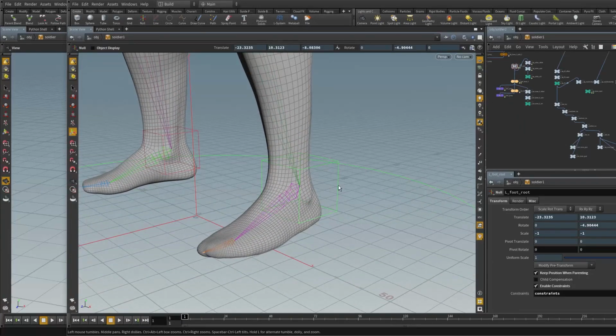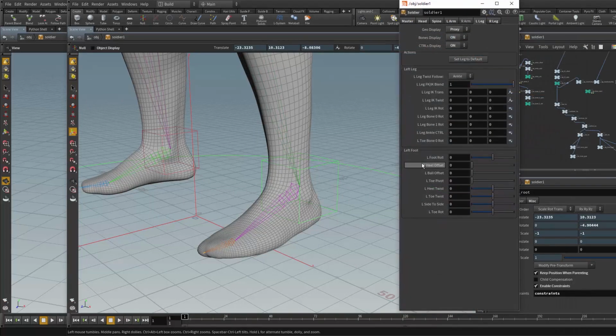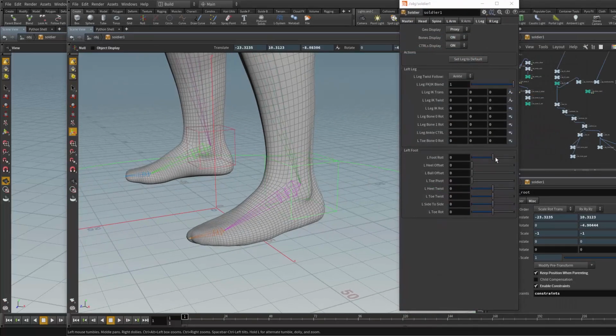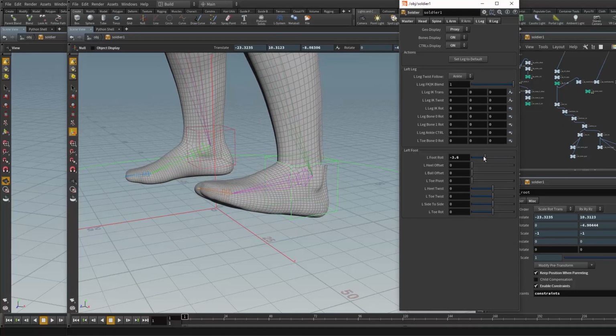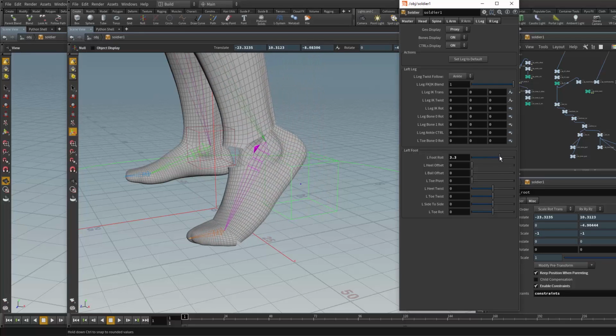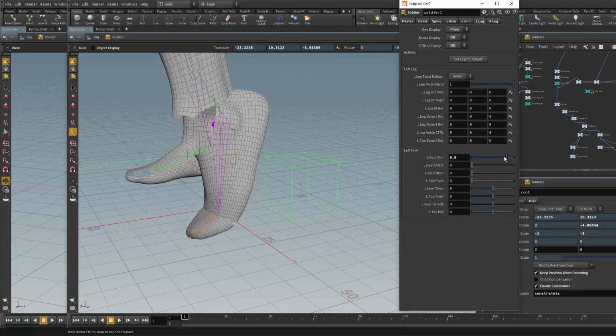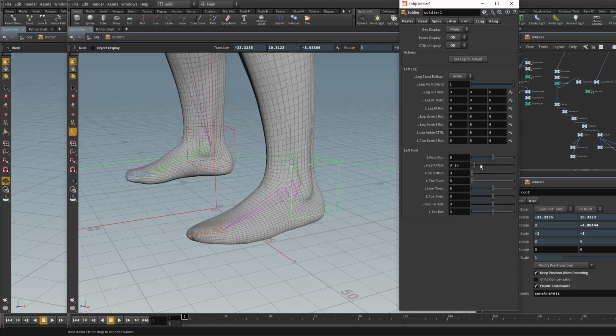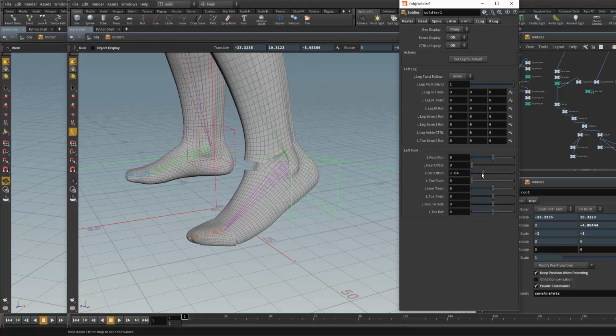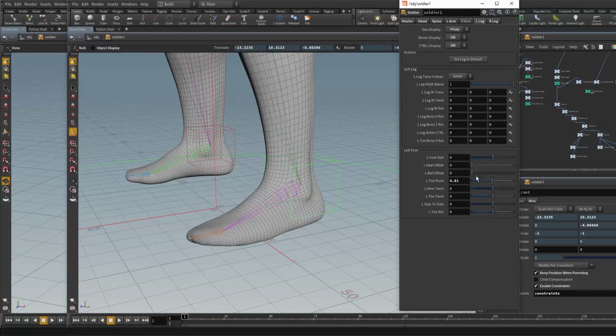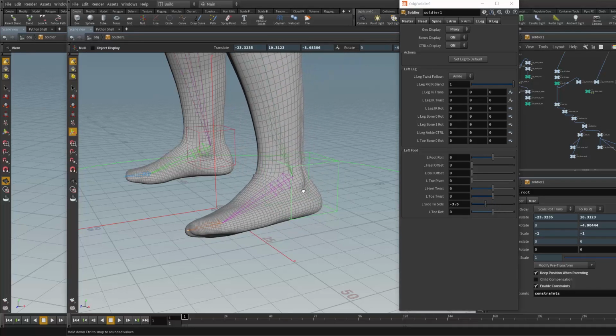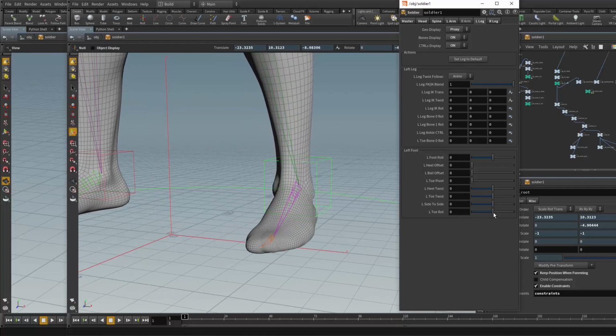It's a simple FK foot, but has what's called a reverse foot setup. And basically that allows us, with a simple set of sliders, to roll the foot back on its heel and then forward, bending at the toe, and then raising at the toe. And then we have individual controls for the heel offset, the ball offset, the toe pivot. We have a heel twist. We have a toe twist. We can move the foot side to side. And then we can rotate the toe. That's what we'll be doing.